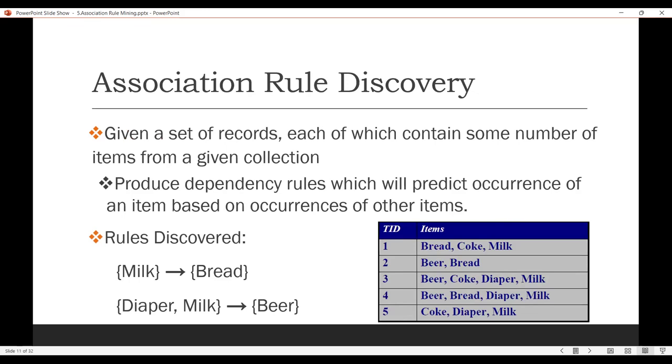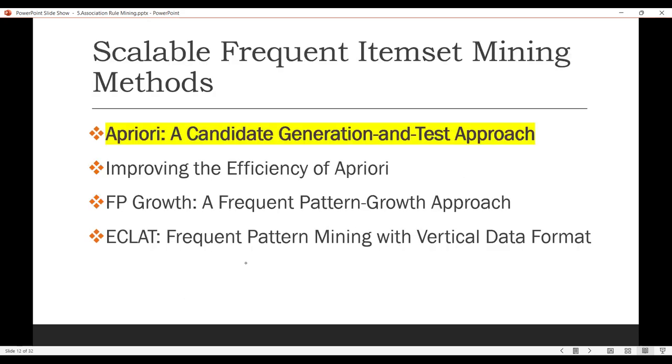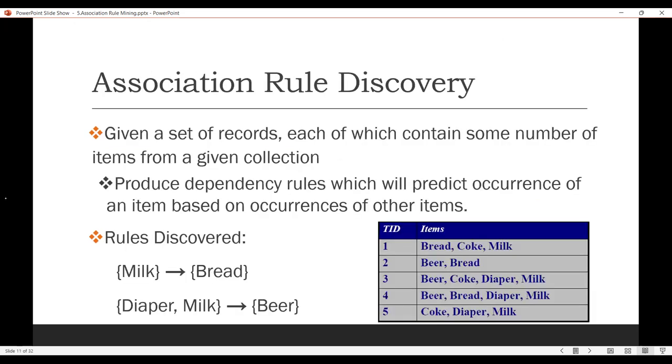Okay, this is one example for association rule discovery, right? So normally, what will happen? Let's say this is a shop. This is a shop. Yeah.